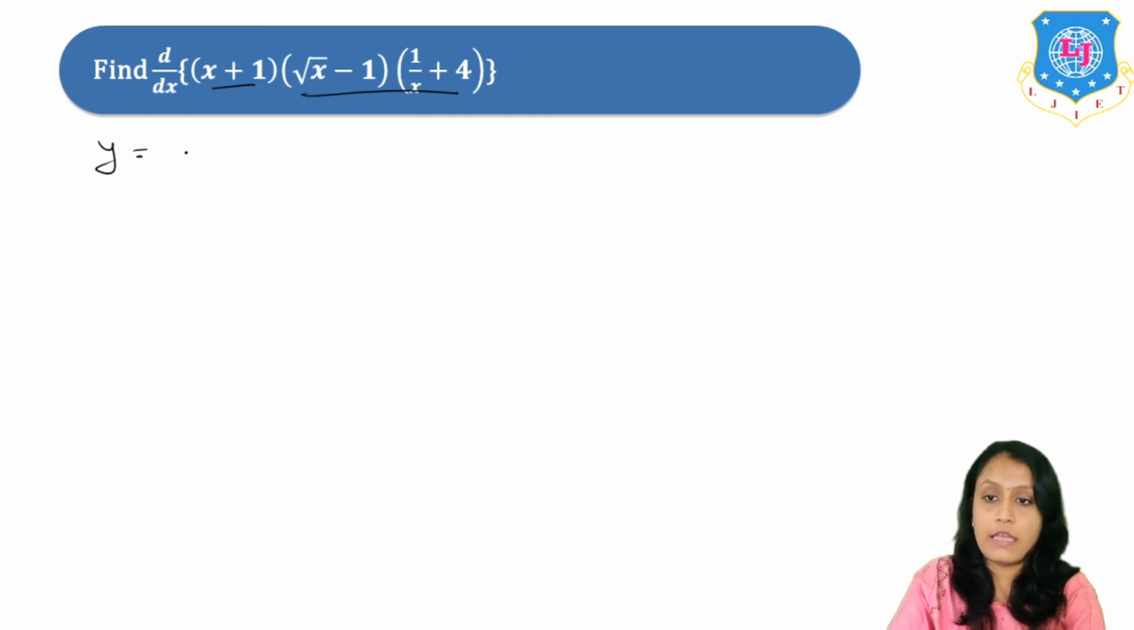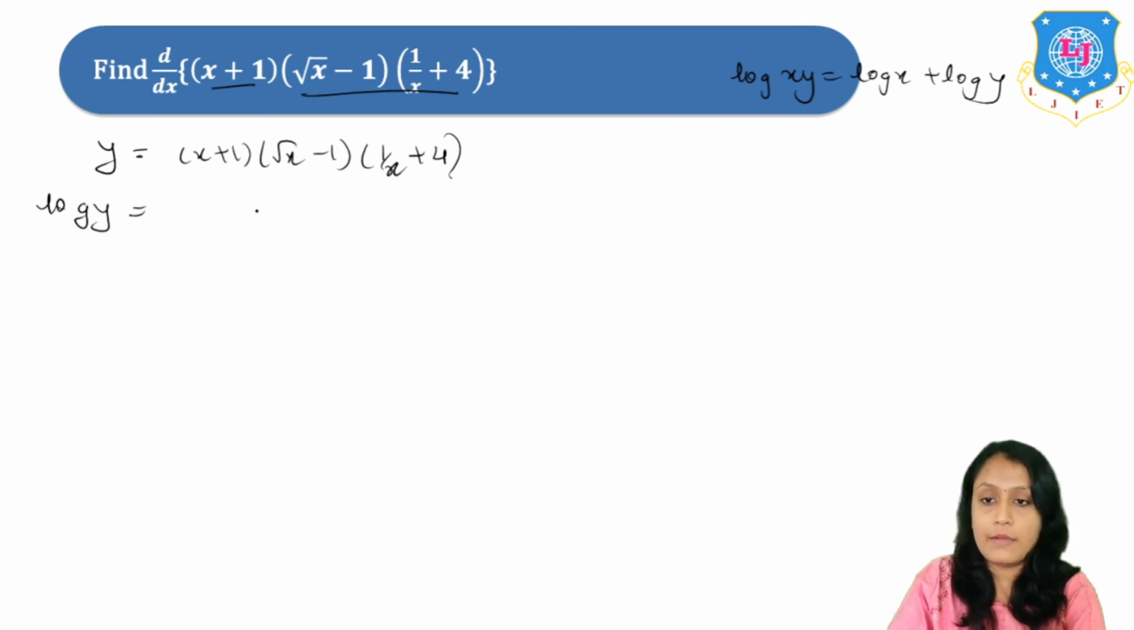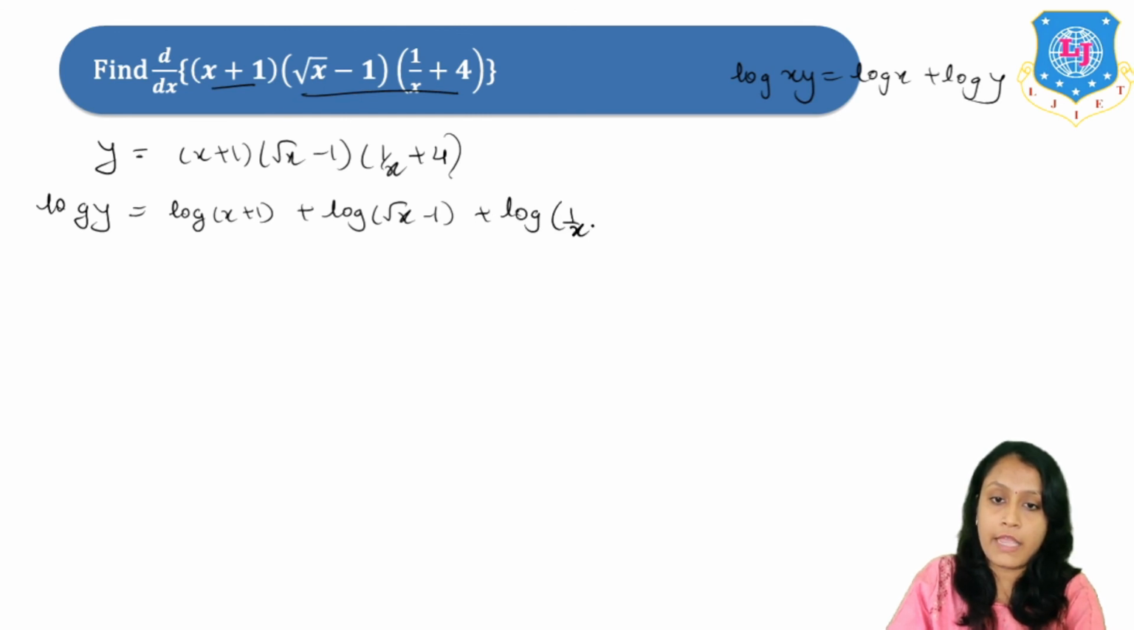So consider this as y is equal to (x plus 1) under root (x minus 1) into 1 upon (x plus 4). Okay, apply log to both the sides, so you will get log y is equal to log of this whole term. Now we have this formula, that is log xy will give you log x plus log y. Okay, so these three terms are in multiplication, so we can write it like this: log (x plus 1) plus log under root (x minus 1) plus log 1 upon (x plus 4).